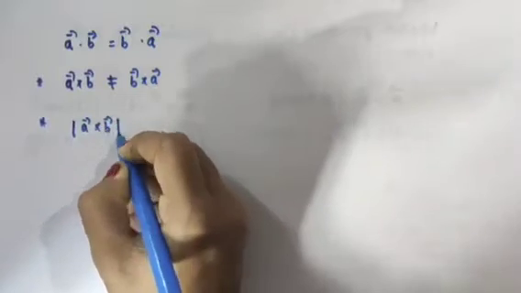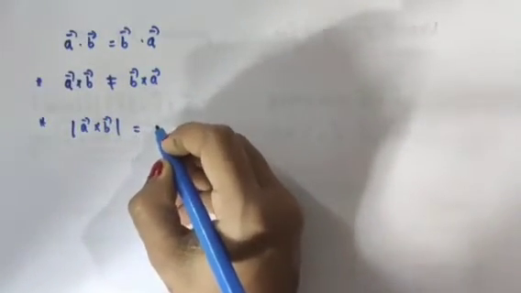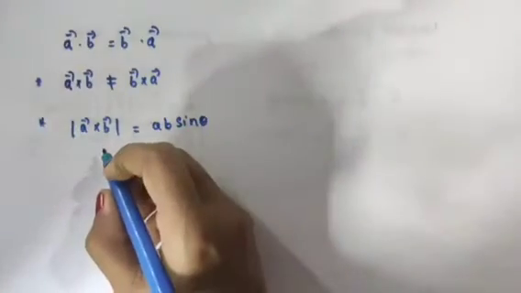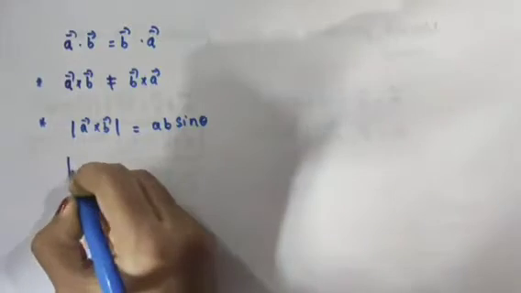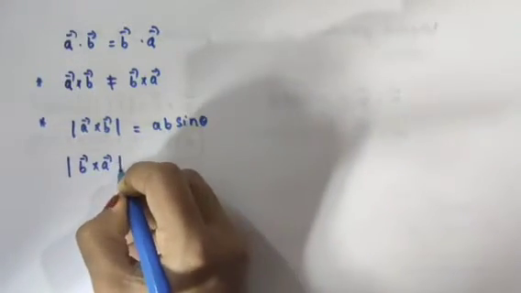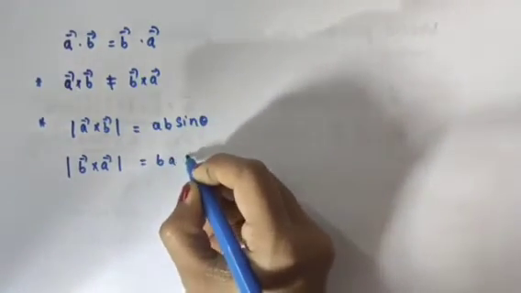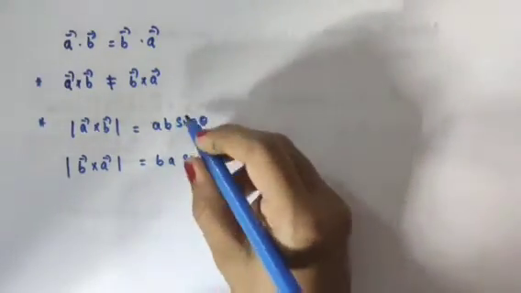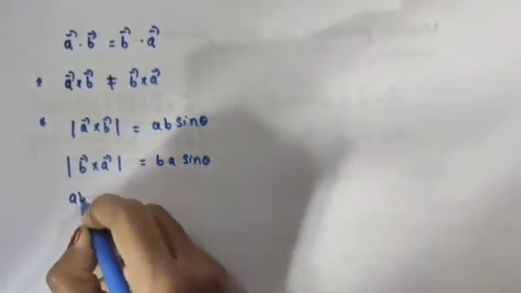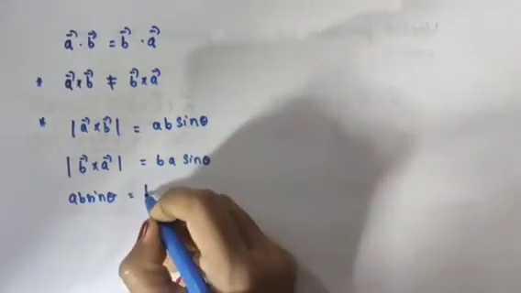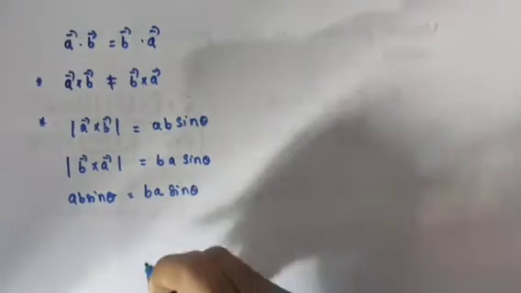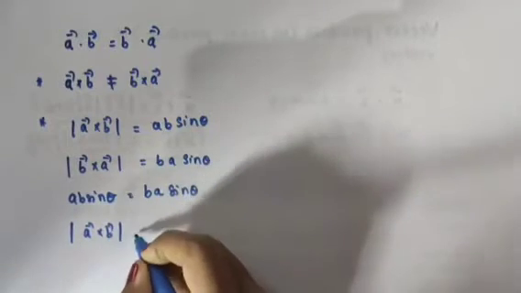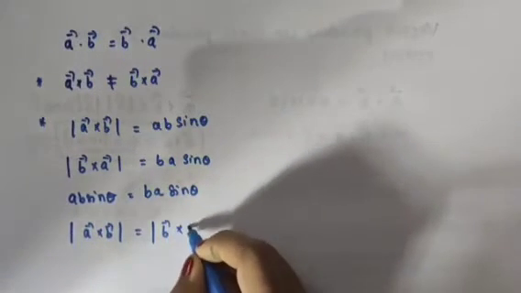I'll consider with respect to magnitude, that is, A vector cross B vector is equal to AB sine theta. I'm taking with respect to magnitude, make a note of that. Okay, so next I'll take B cross A vector. Then I will write BA sine theta. From the scalar product, it's very clear that AB is equal to BA, right? So I'll be writing like this: AB sine theta is equal to BA sine theta. That is nothing but the magnitude of A cross B vector is equal to that of B cross A vector.